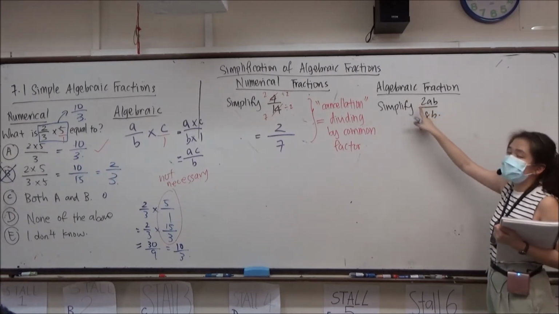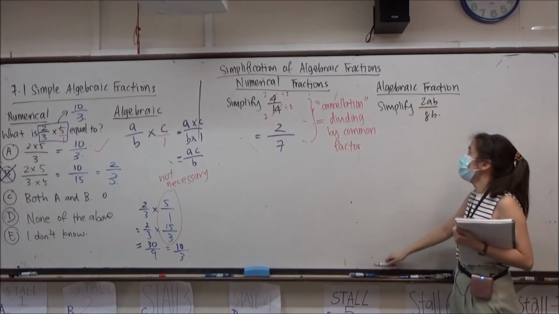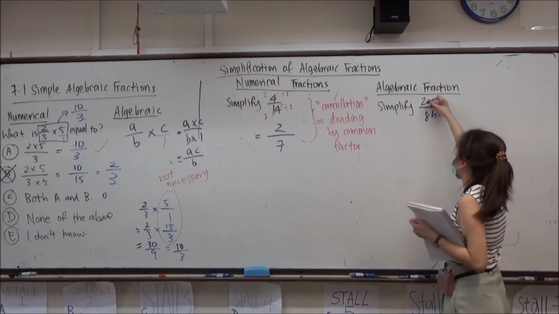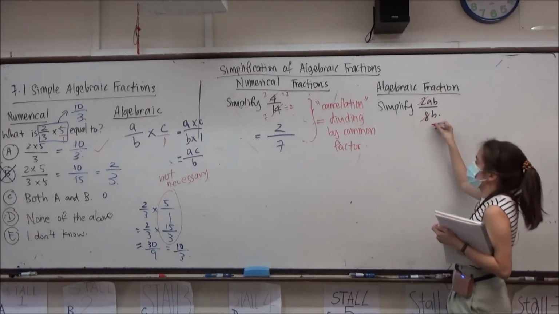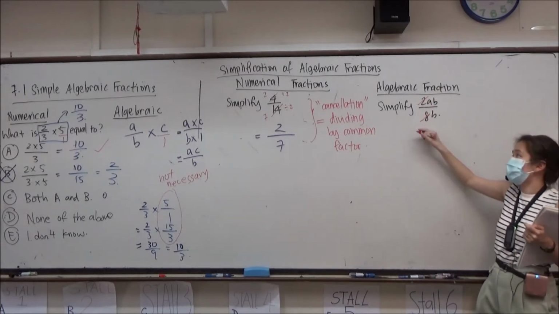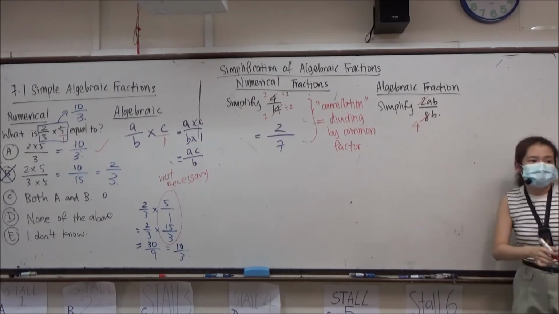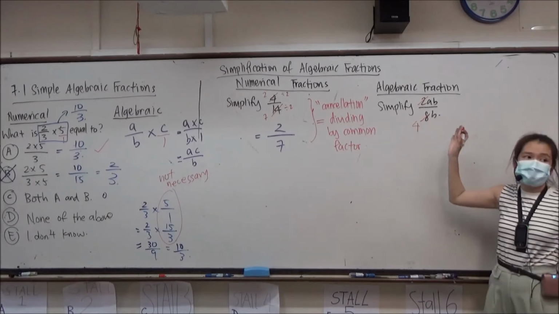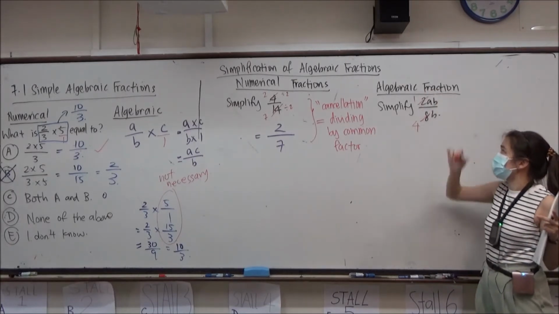Alright? So we observe the numbers first. Between 2 and 8, what is the common factor? 2. Okay? So we can cancel away. Divide by 2, divide by 2. So 8 divided by 2, I will be left with 4. Then 2, I cancel away, nothing else already. It's actually a 1.